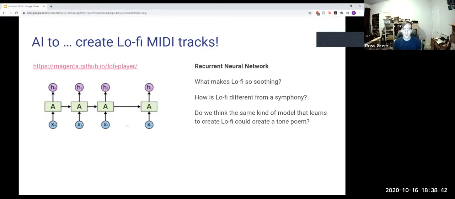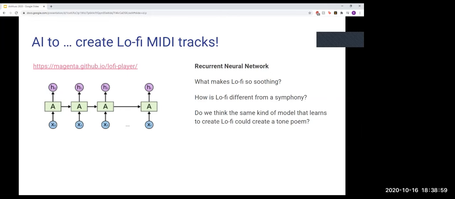Now, the question I have is, do we think we could use the same kind of model that makes lo-fi to make a tone poem? And why or why not? I don't know. The specific example sort of reflects the graphic. It does sound a bit 8-bit. The characteristic is very 8-bit, and it works for lo-fi, but I don't think it would translate as nicely for a symphonic tone poem.